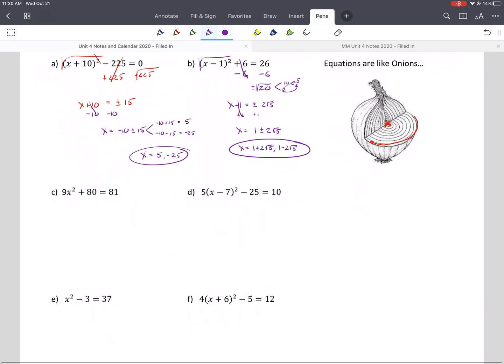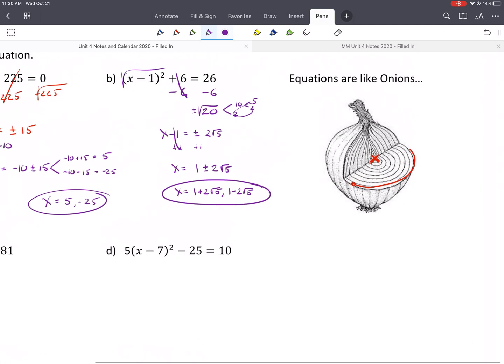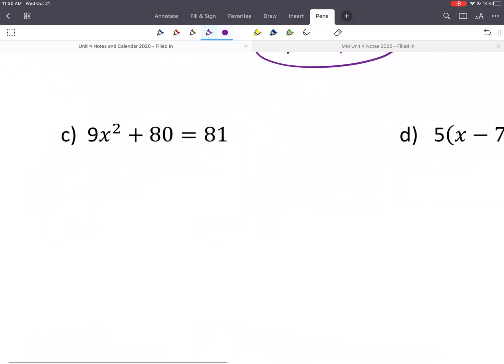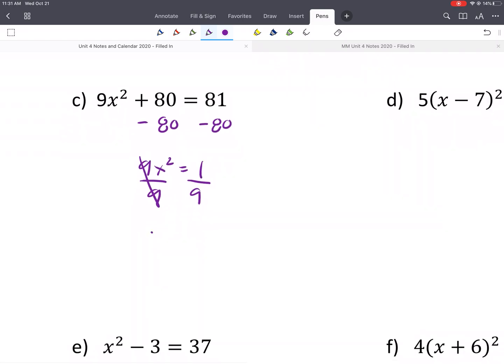Right. And again, equations are like onions, just like ogres, okay? So we just want to peel off the layers. So here we'll subtract 80. That gives us 9x squared is equal to 1, okay? We would divide both sides by 9. This is what was important. Okay, and then x squared is equal to 1/9.